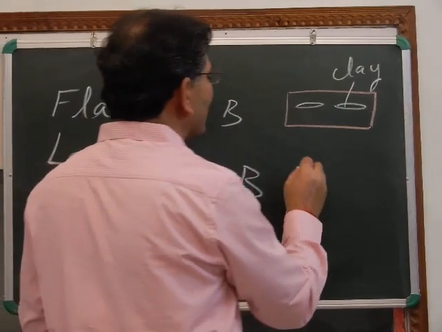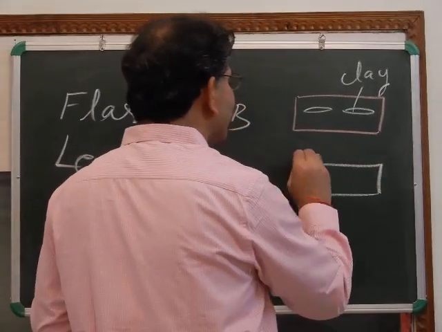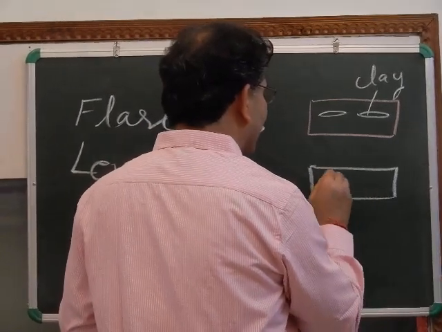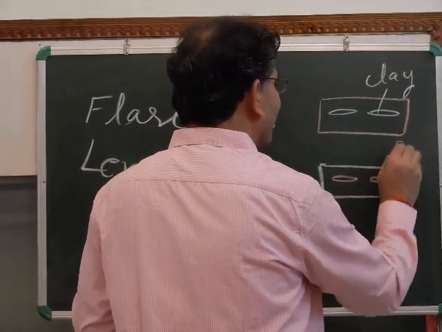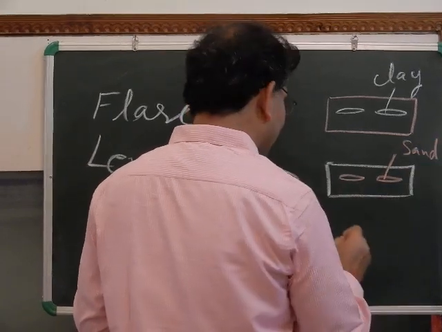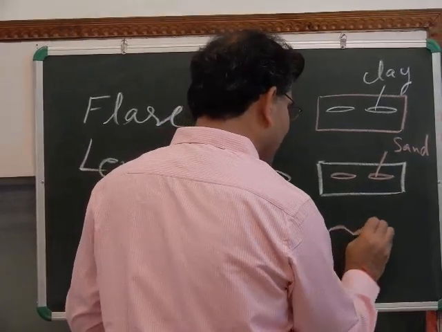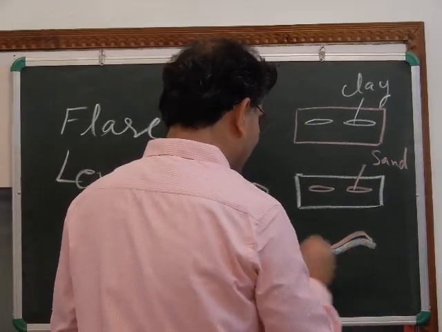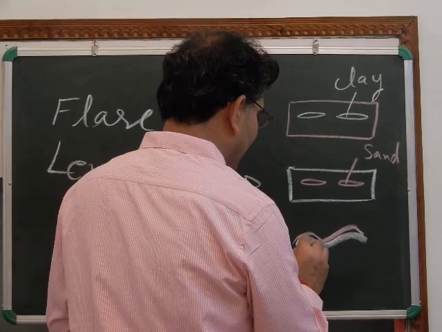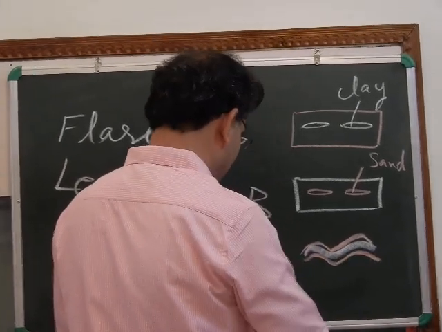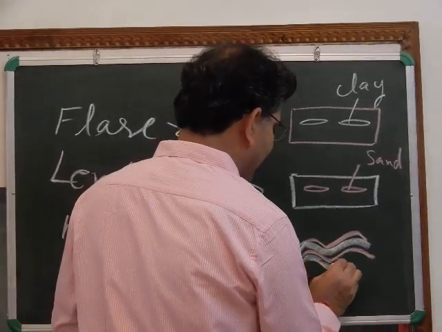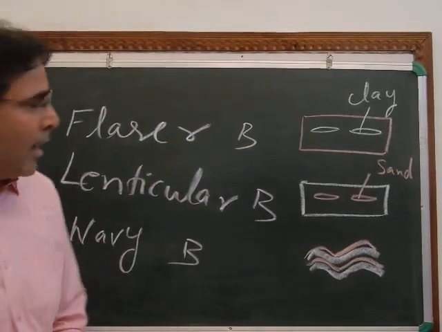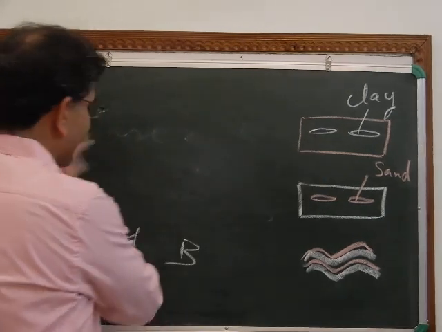Whereas in the case of lenticular bedding, the clay is dominant, and in the clay layers we get lenses of sand. Whereas in the case of wavy bedding, we get both the layers of sand as well as the layers of clay, which are wavy in nature. Generally it is common or prevalent in deltaic environment.